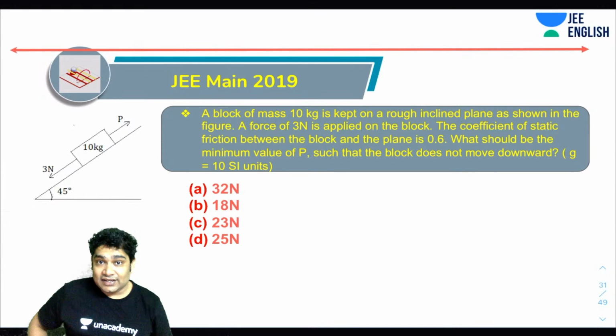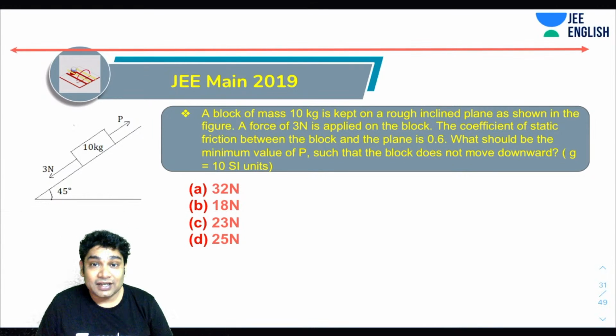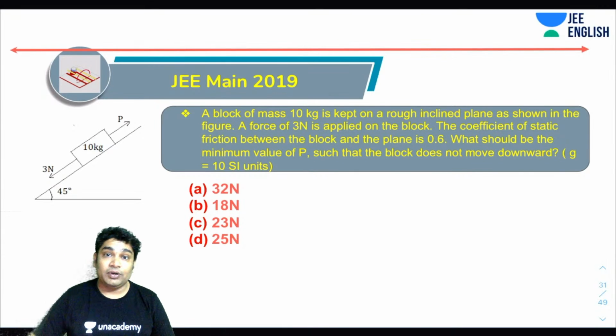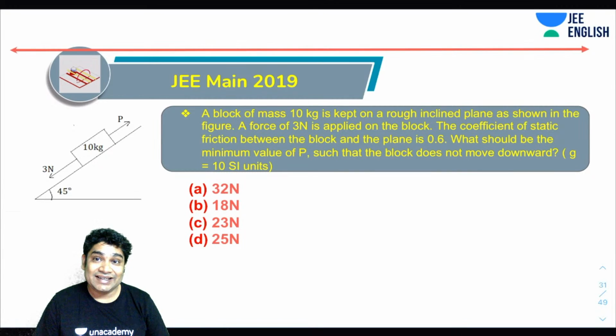Okay, so here is a question that you should be trying. This was asked in JEE 2019. In this question, you've been told that a block of mass 10 kg is kept on a rough inclined plane as shown in the figure. Now a force of 3 Newton is applied on the block, and the coefficient of static friction between the block and the plane is 0.6. So coefficient of static friction has been given to you. Now, what should be the minimum value of P such that the block does not move downward?